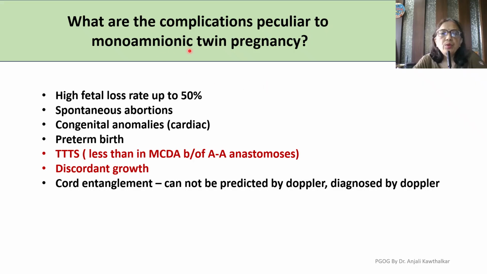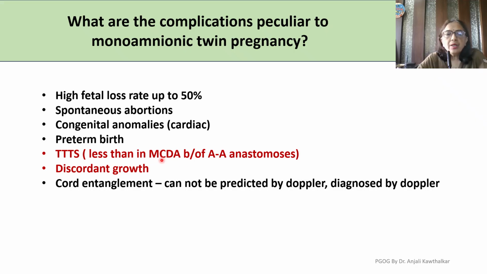Complications peculiar to monoamniotic: both the babies, there is no intervening membrane, only one gestational sac, and both the babies are there. High fetal loss rate is up to 50%. Spontaneous abortion, congenital anomalies, especially cardiac anomalies. Preterm birth is more common. Twin to twin transfusion syndrome is less than with monochorionic diamniotic pregnancy.